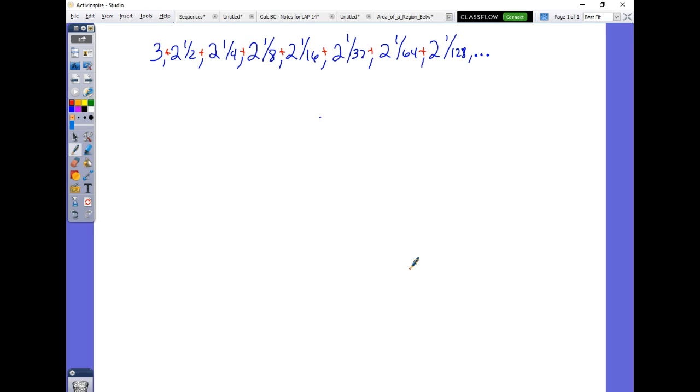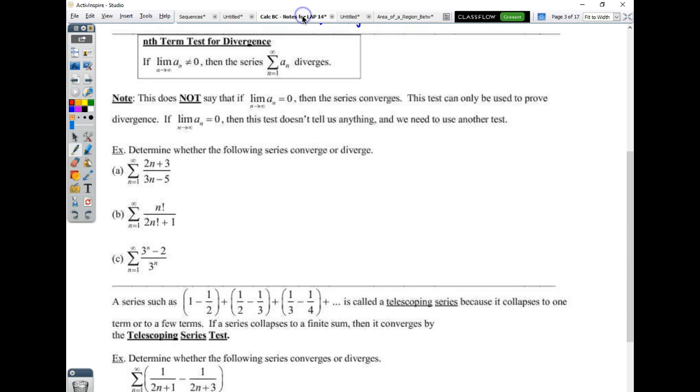What? Now, makes sense. Pretty good, right? Now, here's the weird part, because we haven't gotten to the weird part about this. Please note the name of this particular series test. What is it called? Excellent. The nth term test for divergence. Notice in this box, the word convergence does not exist.